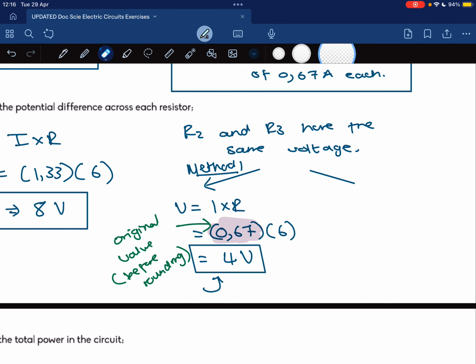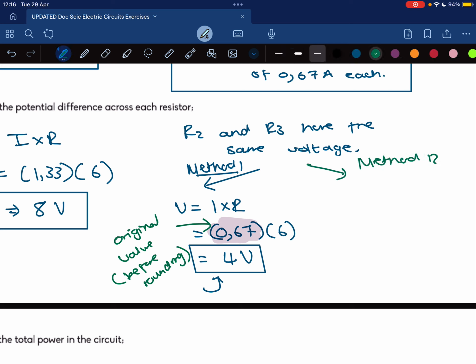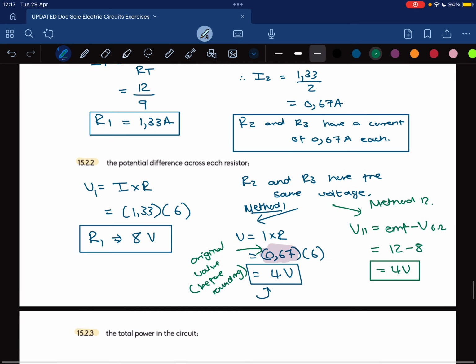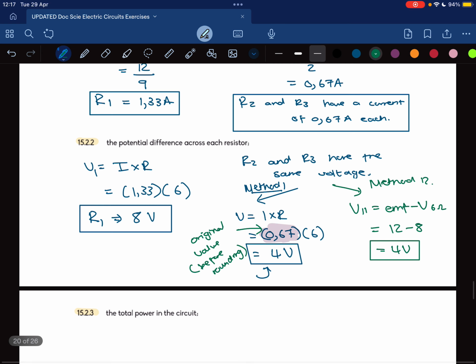So the second method is that we already know what the EMF is. They said that the EMF was 12. So technically the V through the parallel would equal the EMF minus the V through the 6 ohm that's in series. So I would say, well, that is 12 minus the 8, which is just 4 volts. Okay, so you could have used both methods in that case.